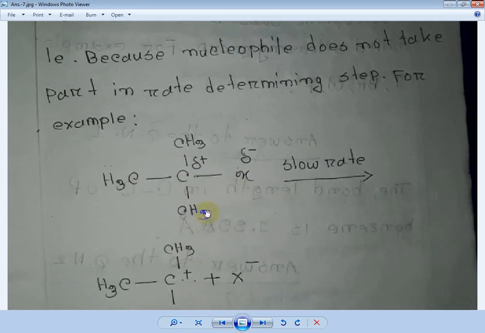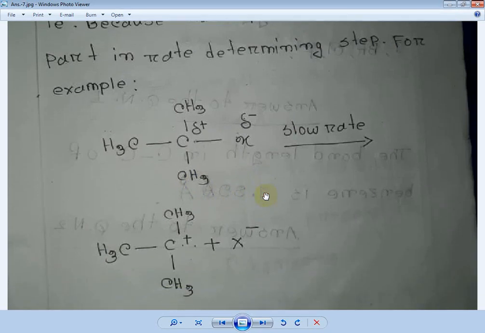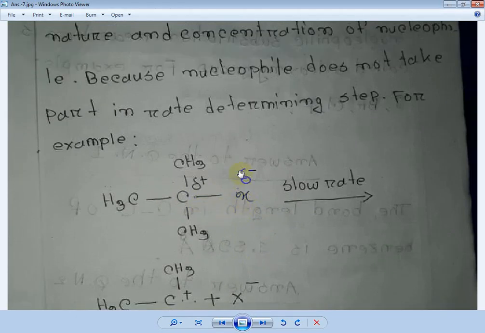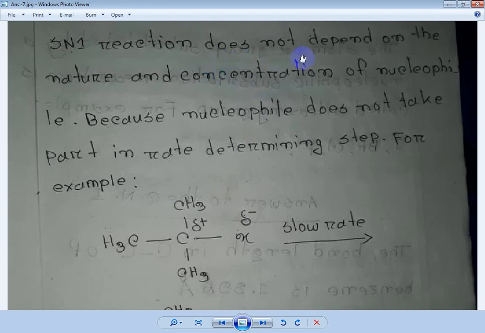This is the slow step. We know the SN1 reaction has two steps. The first step forms a carbocation, this is the slow step, and in the second step the nucleophile attacks the carbocation to form the product. The first step is the slow step and the second step is the rapid step. In the first step there is no nucleophile, so the nucleophile doesn't take part in the rate determining step. For this reason the SN1 reaction does not depend on the nature and concentration of the nucleophile.